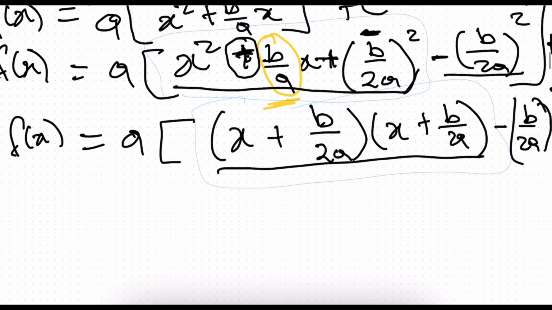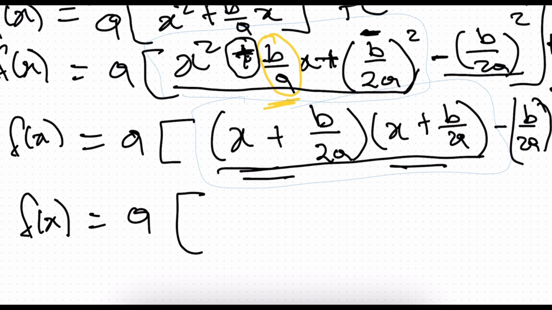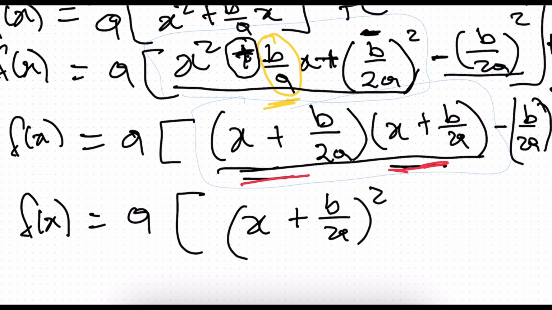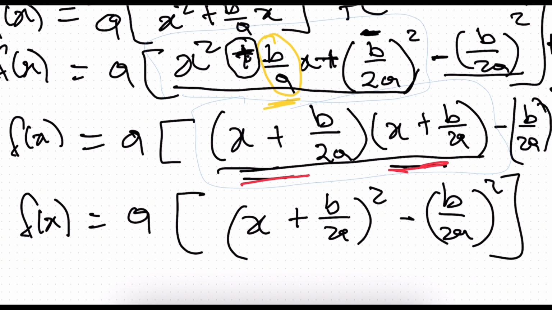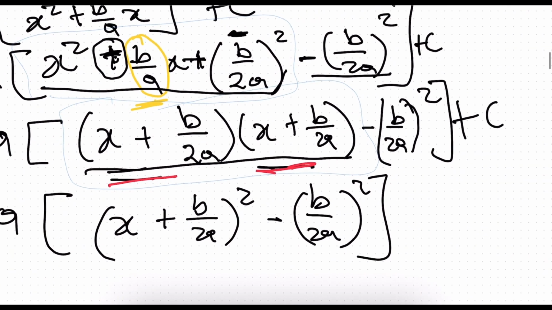Okay, so now you have your f of x equals a. What are you noticing here? This thing is repeated twice. It's here and it's also here. So you can literally write x plus b over 2a all squared, minus b over 2a squared. Just write it like this, and then don't forget to add your c again, plus your c.